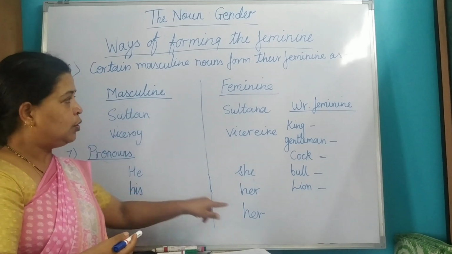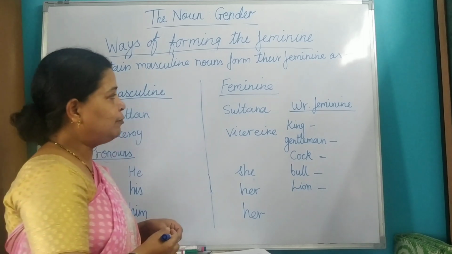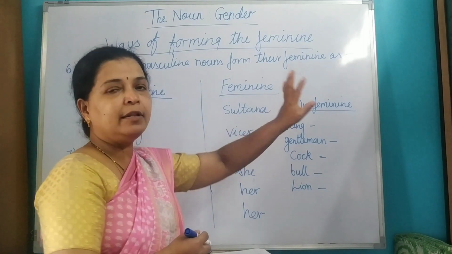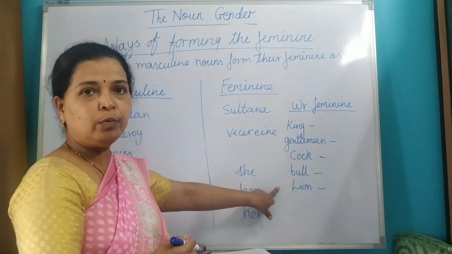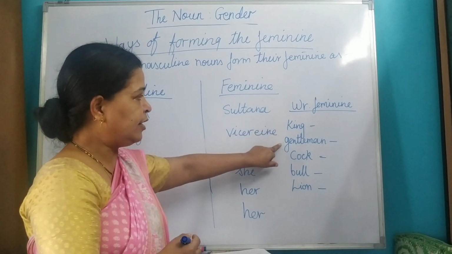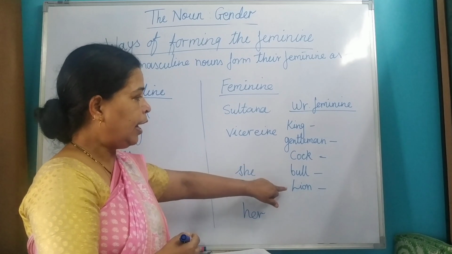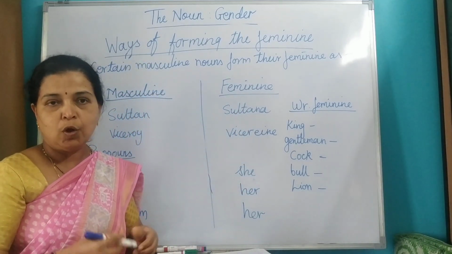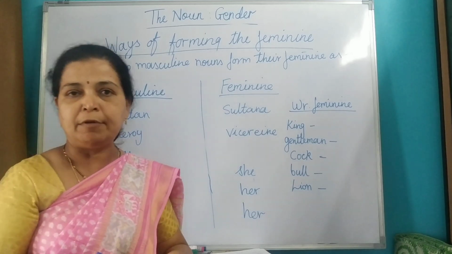So, now, little work for you. Some exercise. What you have to do is, you have to write the feminine of these following words. King, gentleman, cock, bull and lion. Try to find out the feminine nouns. Hope you have understood the masculine and feminine nouns.